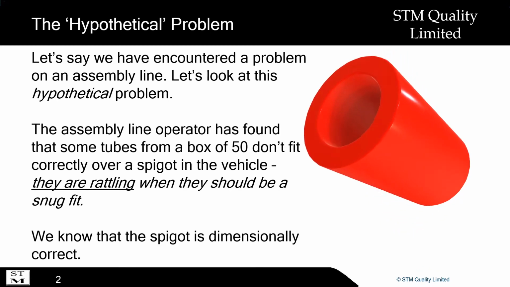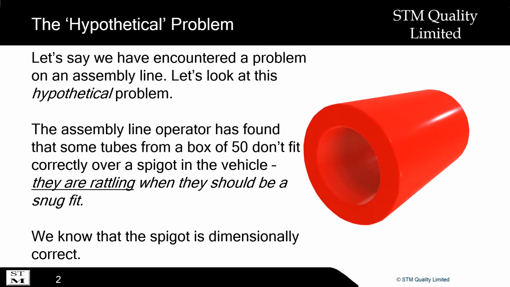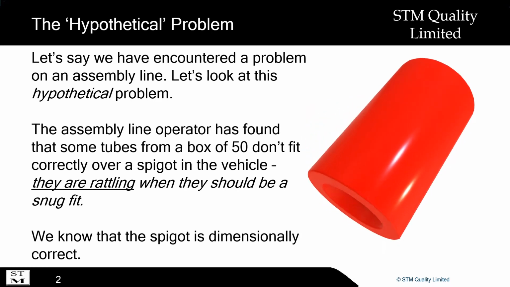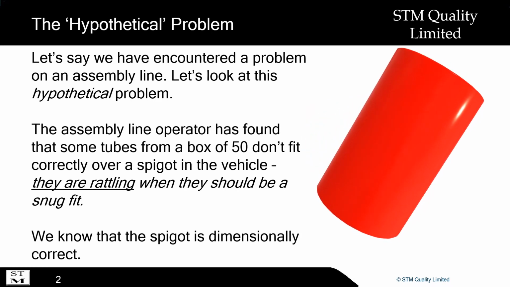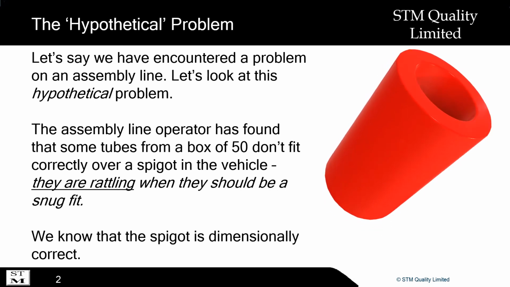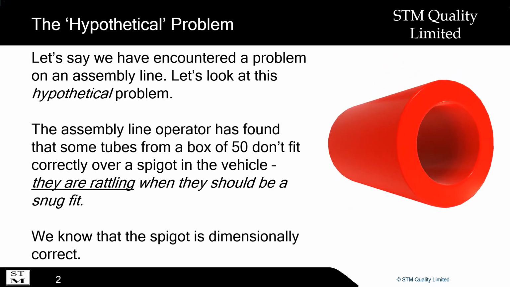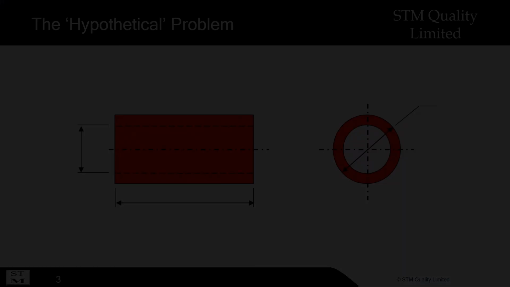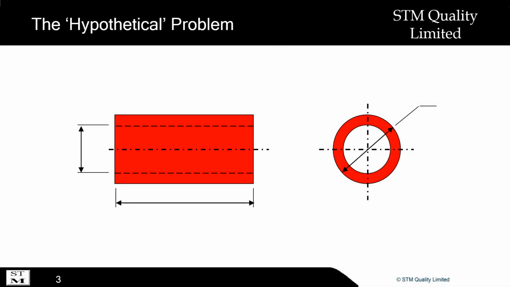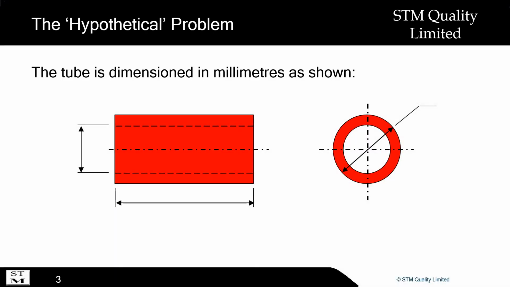The assembly line operator has found that some tubes from a box of 50 don't fit correctly over a spigot in the vehicle. They are rattling when they should be a snug fit. We know that the spigot is dimensionally correct. The tube is dimensioned in millimeters as shown.